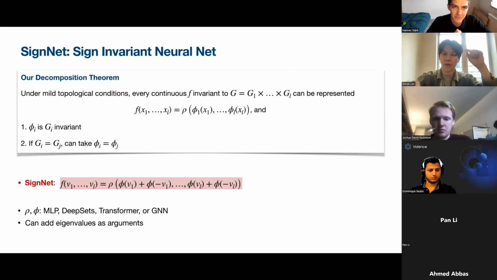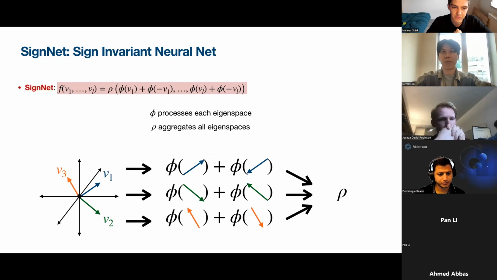One more point I want to make is that you see there's only one phi, right? That's because of result 2 of our theorem, which says that you could share the phi i's if the symmetries are the same. So this makes things a lot more efficient than parameterizing separate phi i's. But once again, phi processes each eigenspace and handles the sign invariance on one eigenspace, and rho aggregates across all eigenspaces. So when you negate a vector, you just flip it across the origin. That's what this picture is showing. And that's how SignNet works.